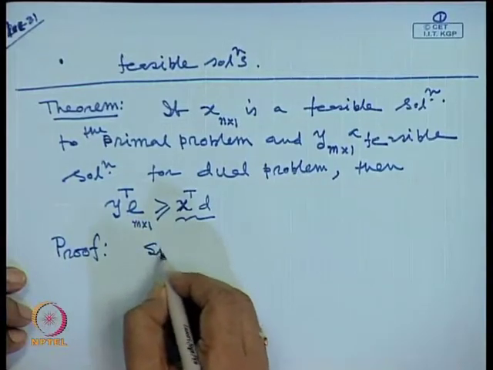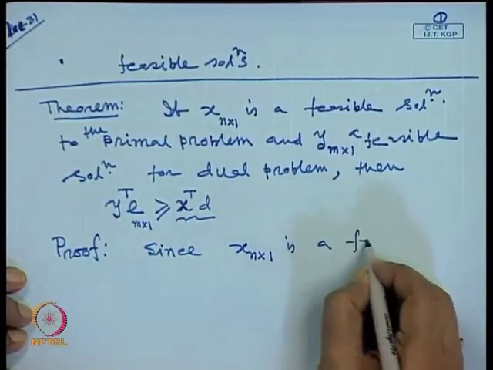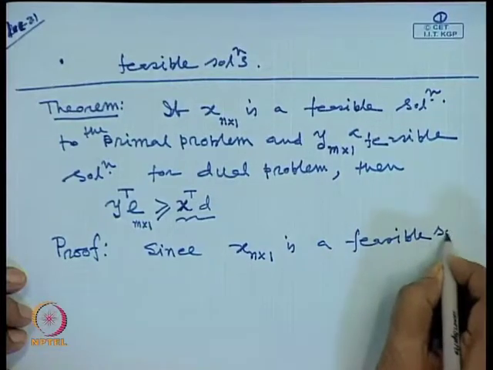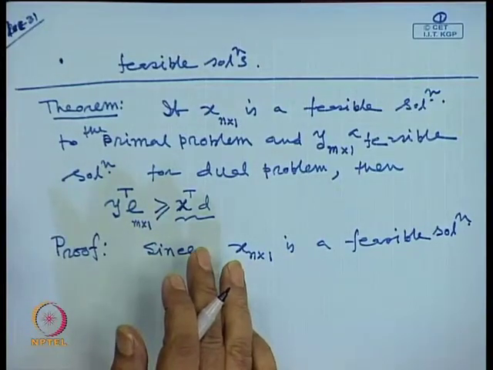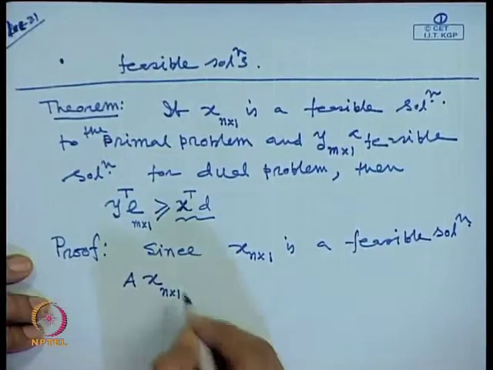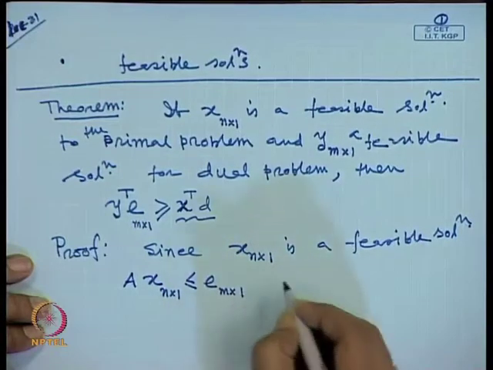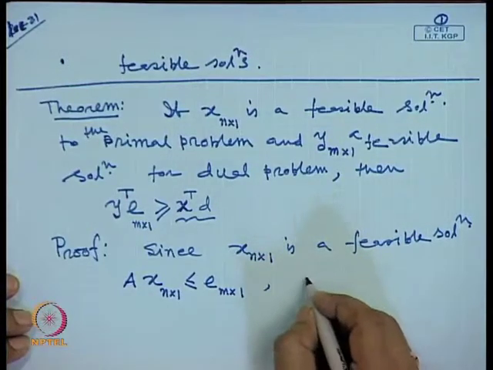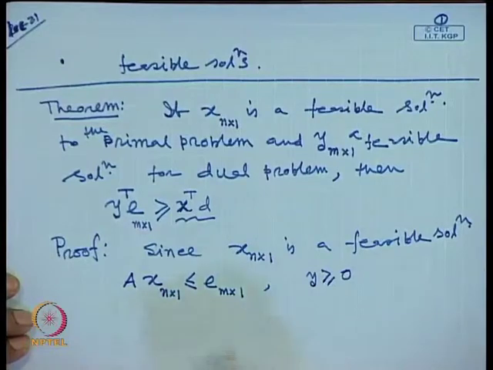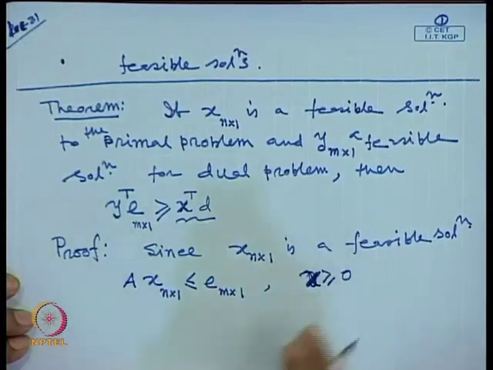So, since x is a feasible solution of the primal problem, it must satisfy the inequality constraint of the primal problem. That means A x, where x has dimension n cross 1 (n variables), is less than or equal to e, and e has dimension m cross 1. And what are the variables in the dual problem? Y, and y is greater than or equal to 0. Also x is greater than or equal to 0 for this one.